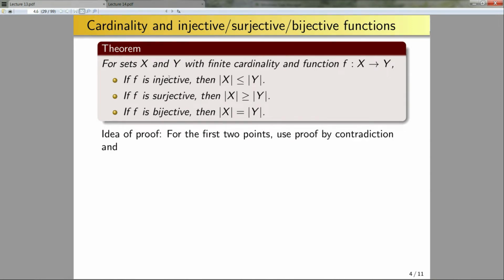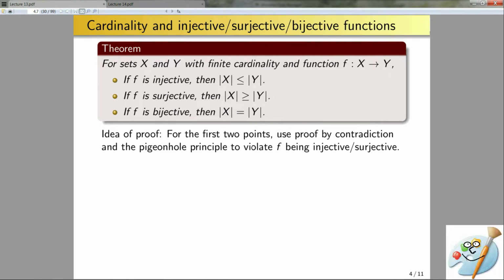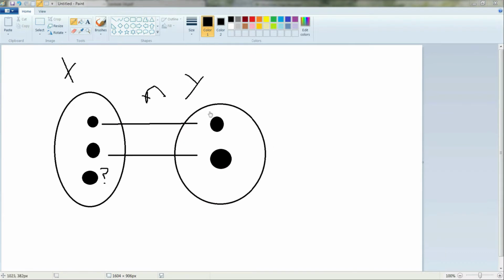For, say, the first point, I would assume that f is injective and the cardinality of X is greater than the cardinality of Y. So what am I going to contradict with that? Well, I'm going to use the Pigeonhole Principle to violate f being injective or surjective. So just to draw a picture real quick, let's talk to Mr. Paint. So here, this would be the classical picture that I would want to think of. Here, f is going to be an injective function, and the cardinality of X will be bigger than the cardinality of Y. So I have this extra point here, 3 for X, 2 for Y. So if f is injective, I can map this point to this point over here.